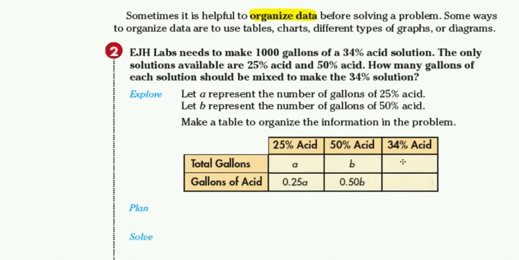For the 34% acid, remember that the total gallons would be 1,000. And when you want to find the gallons of acid in 1,000 gallons with 34% acid, that would be 0.34 times 1,000. So if you notice, we already have our two equations, and if I simply put a plus here and an equal sign there, you'll have your system right there.